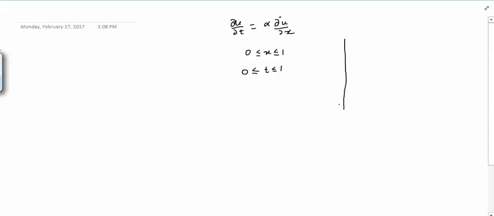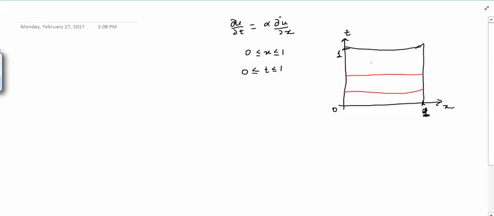So the first step is clear: I have covered my domain with a grid. This is 0, this is 1, this is your x-axis, and this is your t-axis, right? These are the horizontal lines which we have drawn, and then we have drawn 3 vertical lines as well, and then you have these 25 grid points. Now you will get your solution at these grid points.